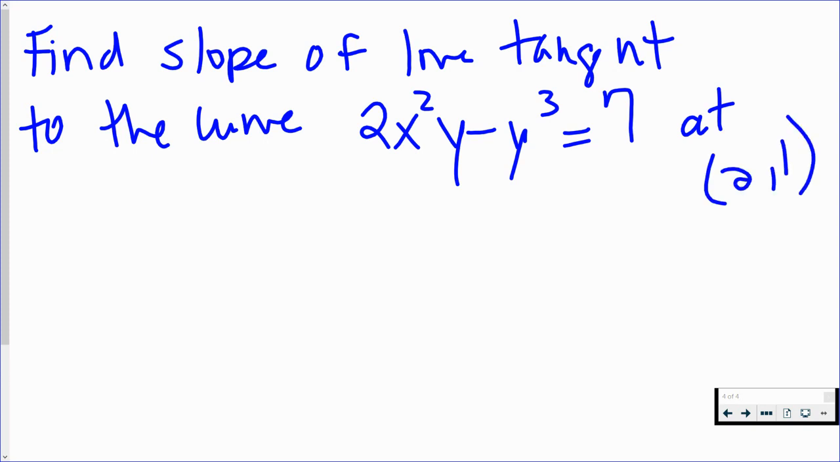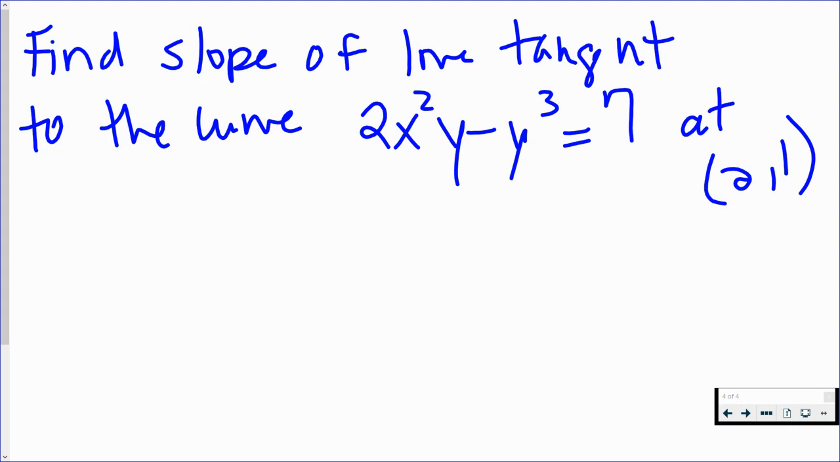Okay, now the nice thing is they did go ahead and give us the coordinates. Sometimes they won't, but if they don't give you everything, maybe they say at y equals 1, you have to plug in and solve for x, those kind of things. Okay, so let's go ahead and find the slope of this line. So we've got to take the derivative using implicit differentiation.